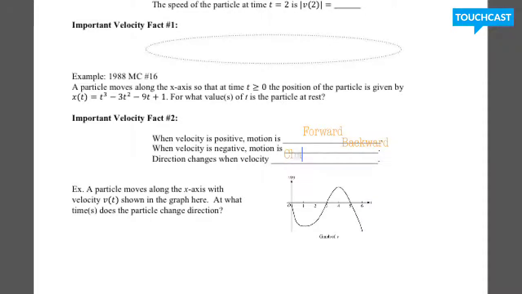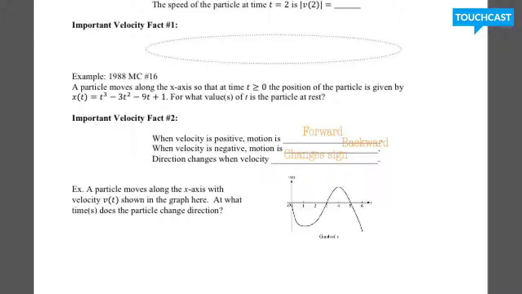So the last answer here is changes sign. And just to clarify, changes sign means either changes from positive to negative or from negative to positive. Now the only time a continuous function, at least, can change from negative to positive is if it changes through 0. But that's different from saying that direction changes when velocity is 0. Direction changes when velocity changes sign.